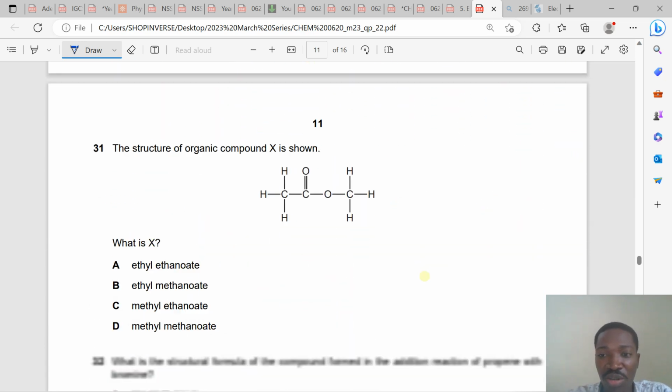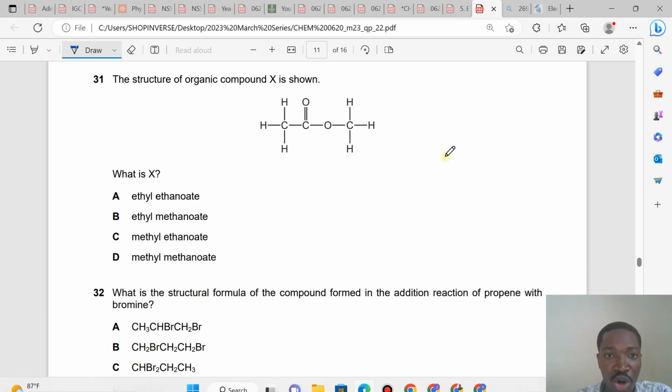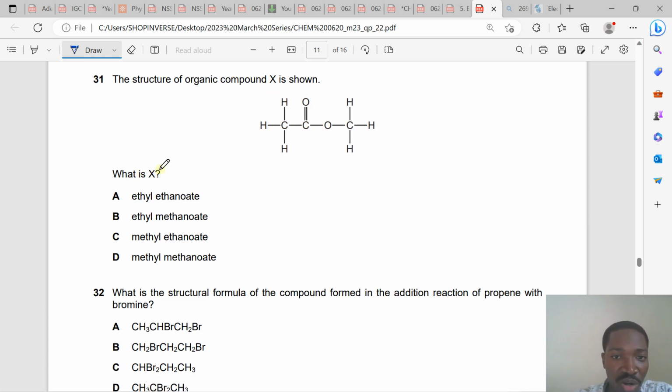We go to question 31. The structure of organic compound X is shown. It's an organic compound. What is X? What do we call this? Is it ethyl ethanoate, ethyl methanoate, methyl ethanoate? Why did I call it methyl ethanoate?